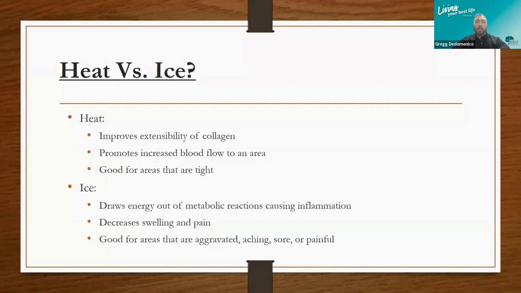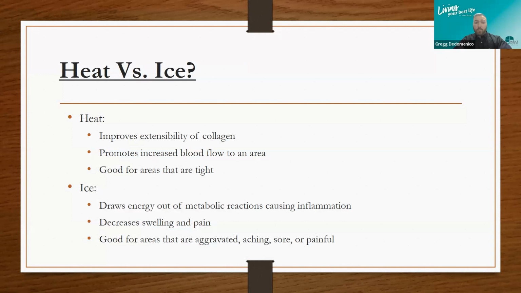So I get this question all the time: heat versus ice, when do I use what? Heat improves the extensibility of collagen. It is a protein found in muscles, and it helps to allow those muscles to stretch. It is elastic tissue and allows them to become more mobile. This also promotes increased blood flow to an area, which allows it to, not only heal and get rid of some of those waste products that are building up within the muscle, but this just promotes proper health and well-being of the muscle tissue. It's really good for areas that are tight.